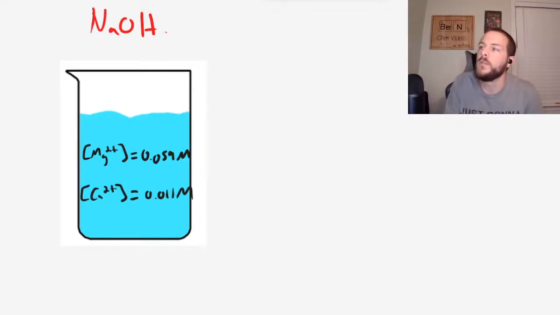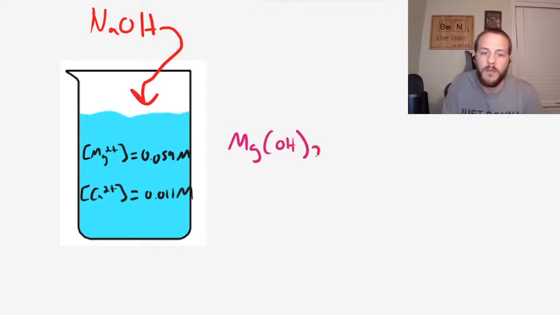So what would happen if I threw some sodium hydroxide into this solution containing magnesium ion and calcium ion at these concentrations? Think about the possible products that could form. One possible product would be the magnesium ion pairing up with the hydroxide ion, producing magnesium hydroxide. That would be Mg(OH)2, the formula for magnesium hydroxide. So that's one potential product. Another potential product would be calcium hydroxide, where the calcium pairs up with the hydroxide ion you just threw in there.